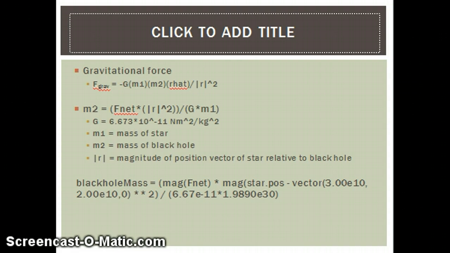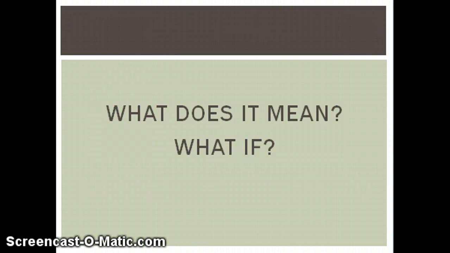This was then rearranged to solve for M2. M2 was found to equal F net times the magnitude of the position squared divided by the gravitational constant times M1. The line at the bottom of the screen shows the black hole mass, which was plugged into VPython.